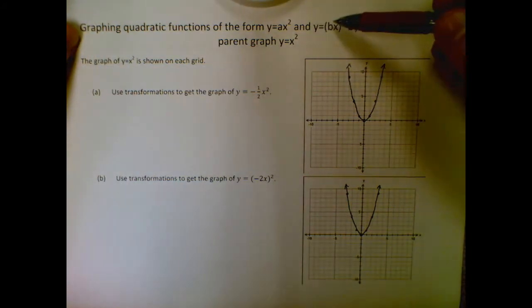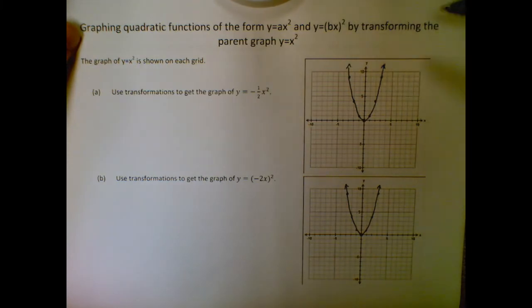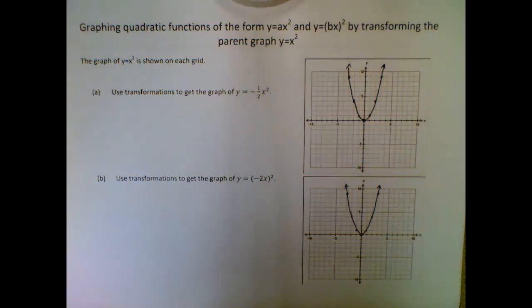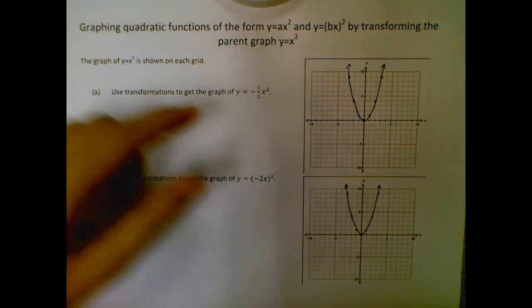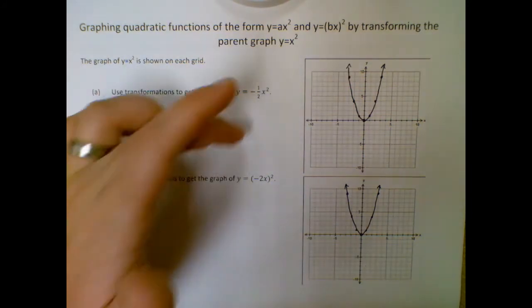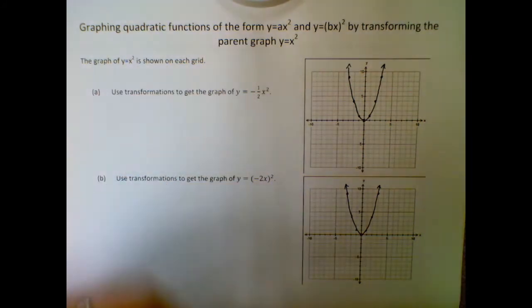Today we're going to be looking at the ALEKS topic, graphing quadratic functions of the form y equals ax squared and y equals the quantity bx squared by transforming the parent function of y equals x squared. All right, so looking at this one, there's two things going on here depending on where that negative sign is.